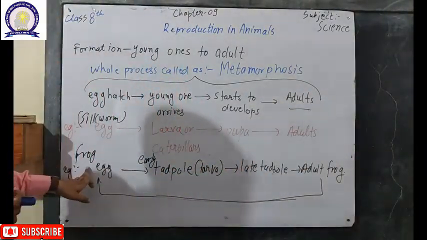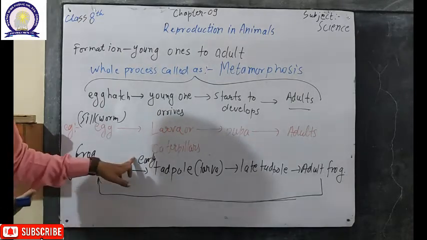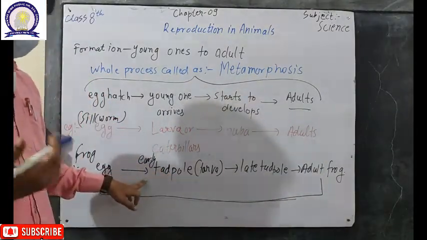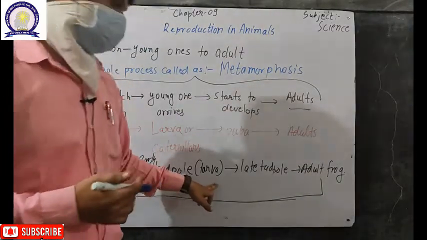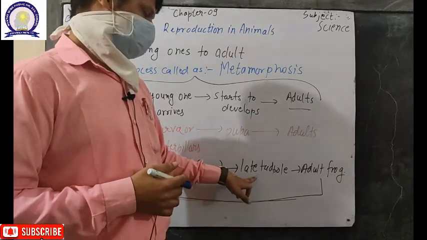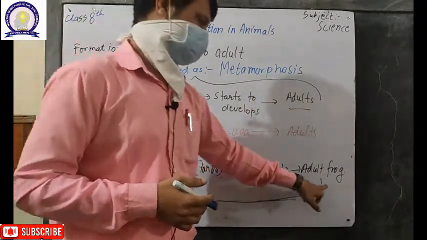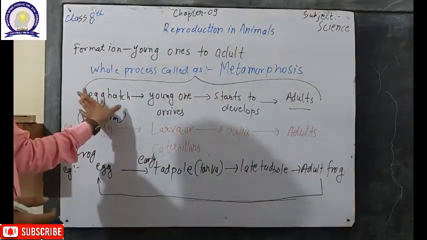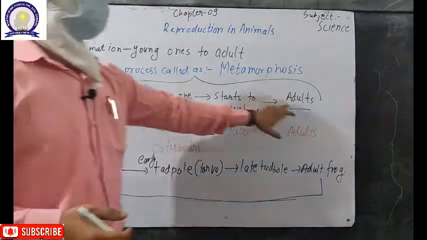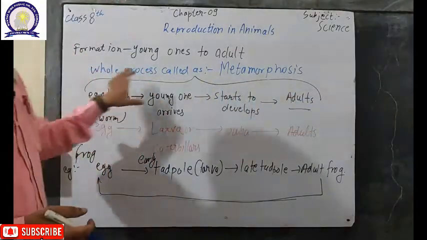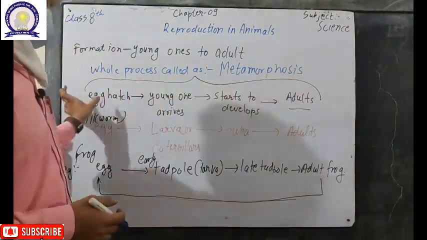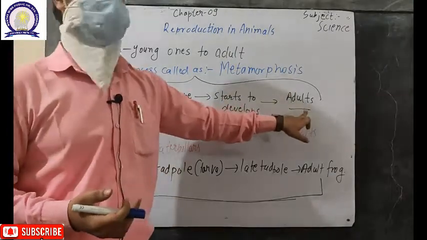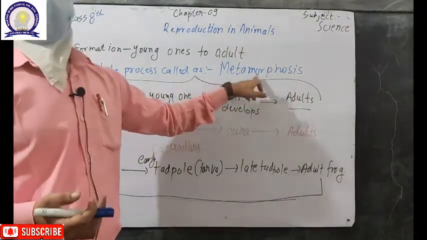Another example is the frog. Firstly the egg is laid, and the egg hatches into an early tadpole, which is a type of larva of the frog. The early tadpole larva develops and grows to form a late tadpole larva. Then the late tadpole larva develops to form an adult frog. Now again the adult frog lays eggs and the cycle continues. So the whole process from egg, through larva and other stages, and ultimately to the formation of the adult, is called metamorphosis.